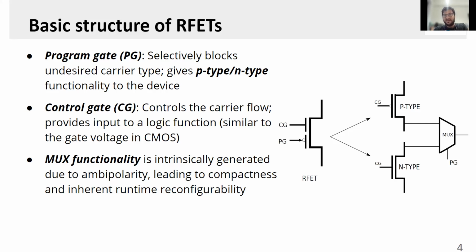Now, looking at the right-hand side of the slide, we can see that a typical RFET can be modeled using two CMOS transistors, one PMOS and the other NMOS, connected to a MUX. This gives a MUX-type functionality, which in the case of RFETs is intrinsically generated due to ambipolarity. This leads to compactness and inherent runtime reconfigurability for circuits and logic gates. You can see that the program gate controls the type of the device, so it acts as a select line in the MUX.